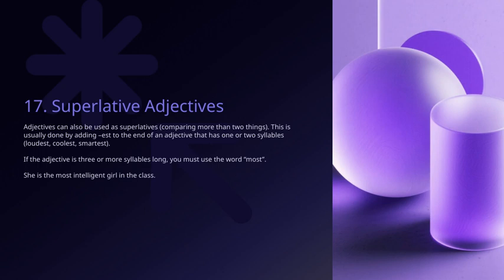But what if the adjective is longer with 3 or more syllables? In that case, we don't add "est." Instead, we use the word "most" before the adjective. For example, instead of saying "the most smartest," we say "the most intelligent." This is important because it helps us clearly express the superlative form and compare more than two things effectively. For instance, "She is the most intelligent girl in the class." This structure makes it clear that she has the highest level of intelligence among her peers. Understanding how to form superlatives correctly is key to making your descriptions more precise and impactful, which ties back to our overall theme of effective communication.